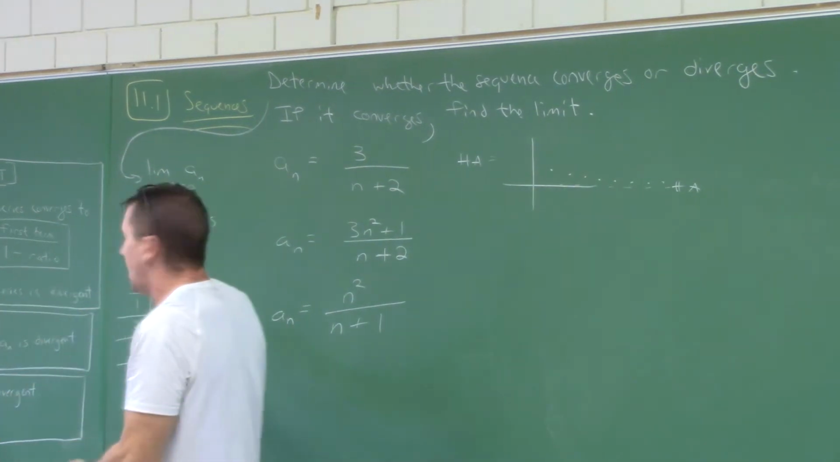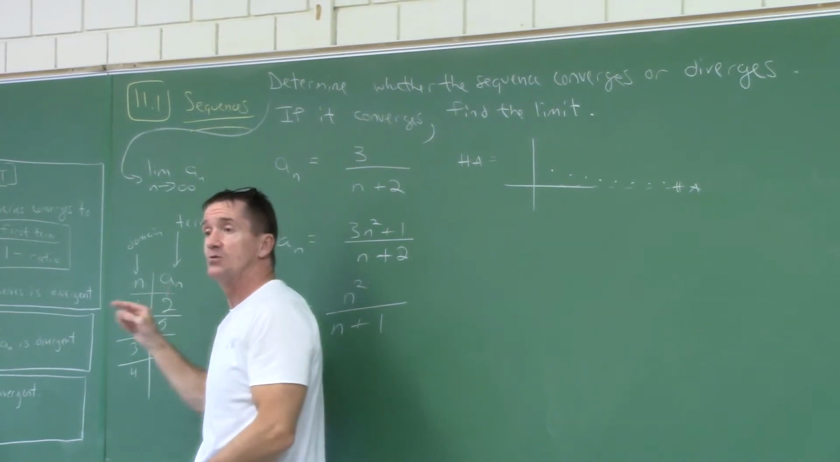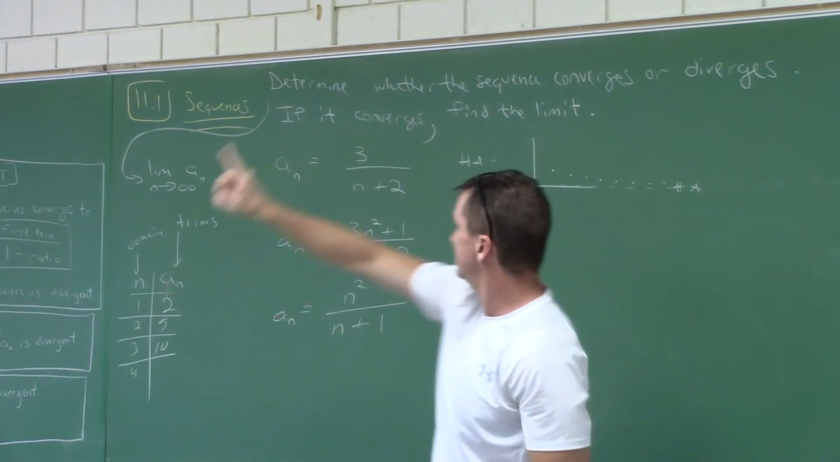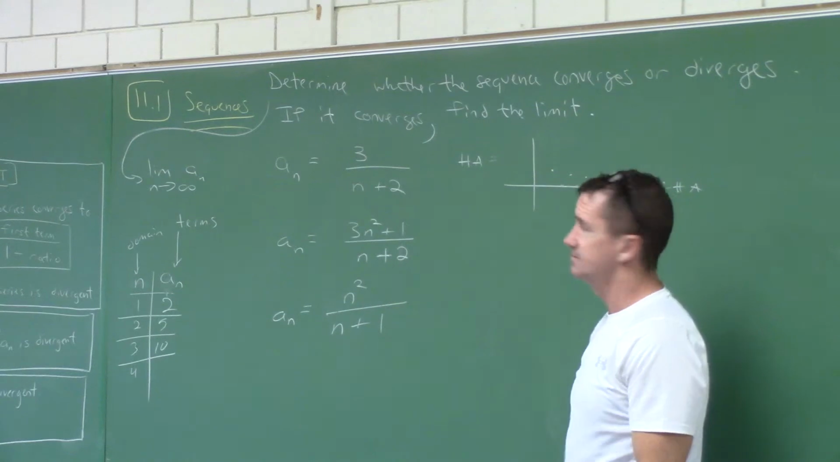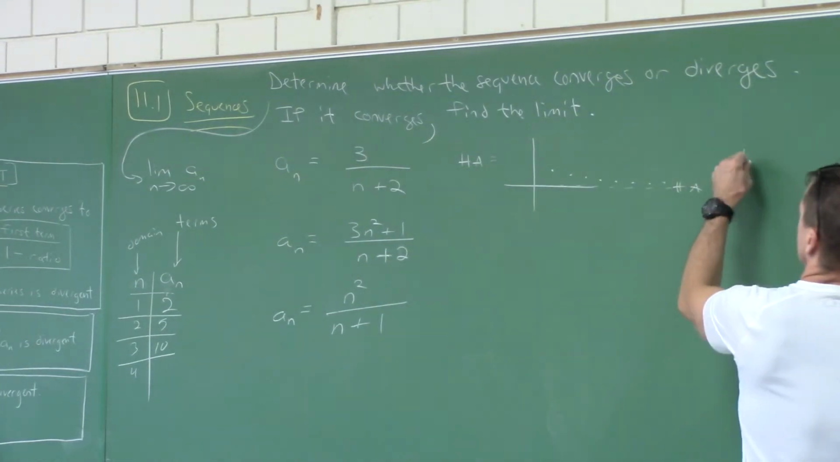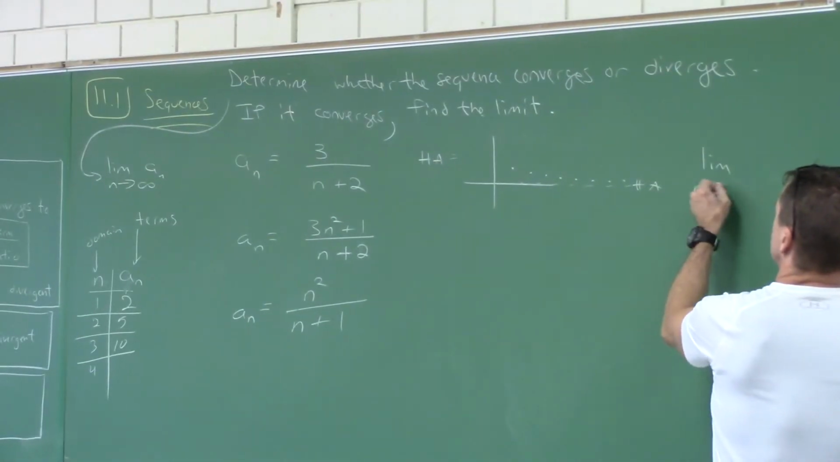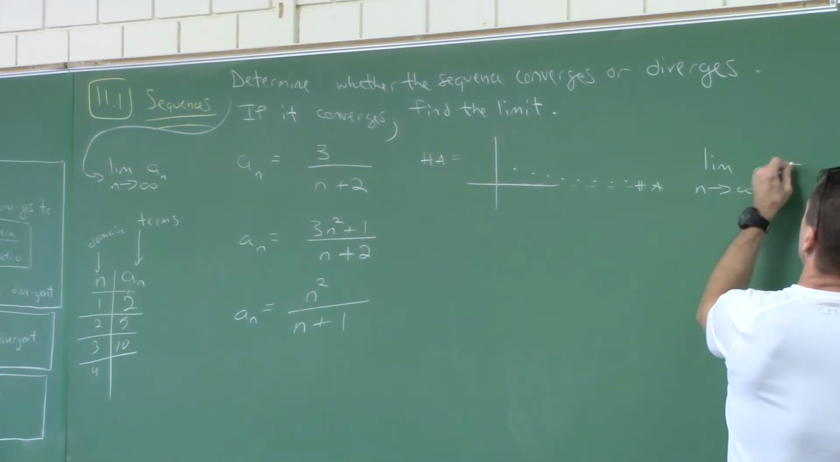If you're thinking x and y, think of what the y values are heading towards. 0. So this sequence converges to 0. That's what we'll write. You can write our answer like this: the limit as n approaches infinity of a sub n equals 0.